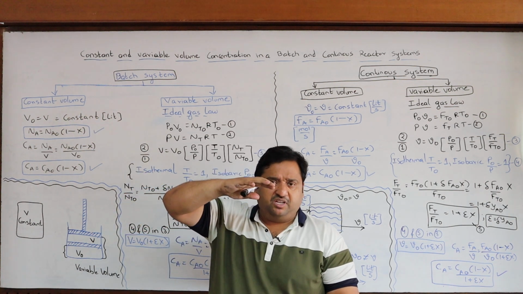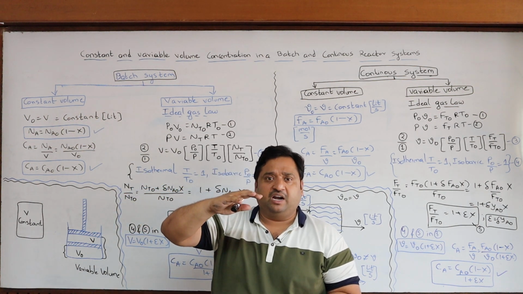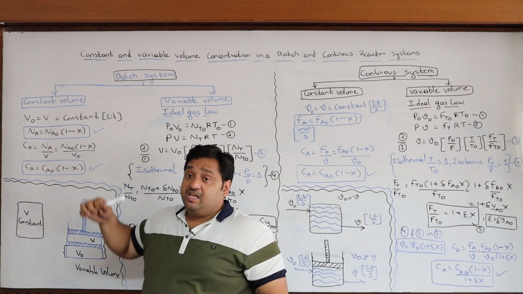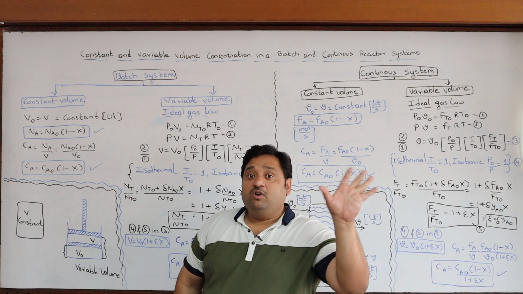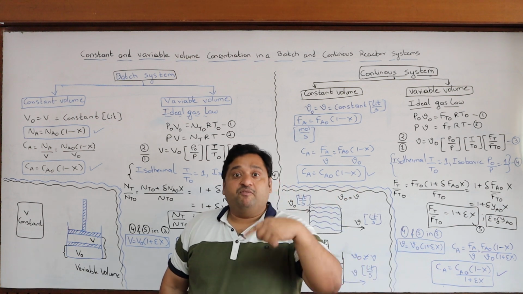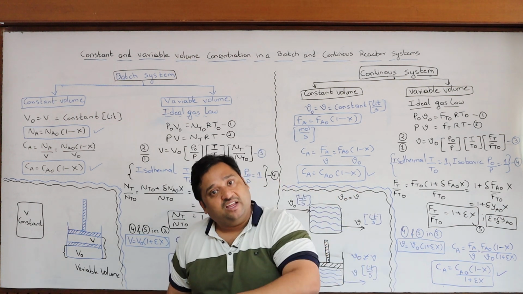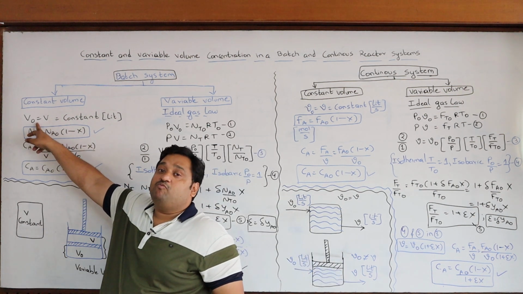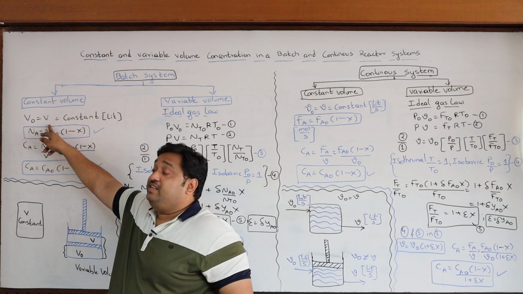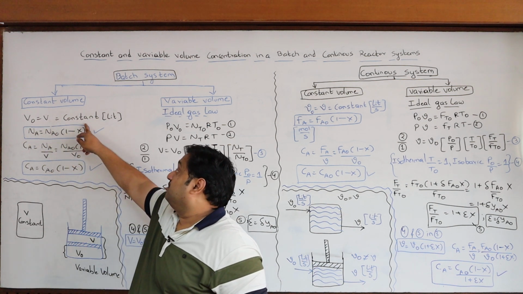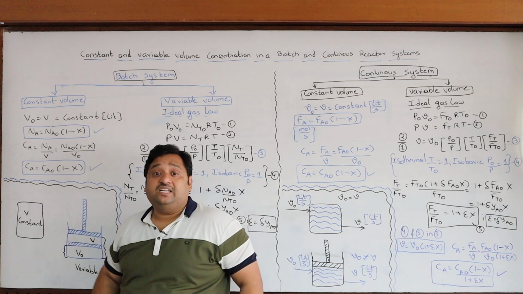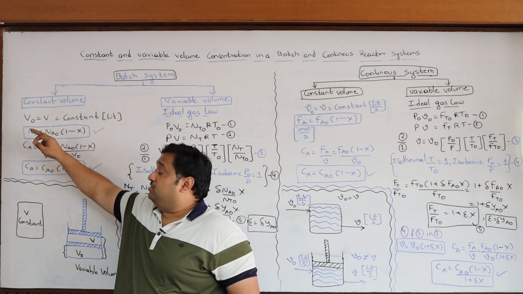That means the volume of the reactor is rigidly fixed. I am not allowing it to expand or contract. In such cases, because of the reaction, volume will not change. That means before the reaction and after the reaction, the volume remains the same. That is why V0, the volume before the reaction, and V, the volume after the reaction, are constant, in liters, okay. And you know the concentration, before that, moles.